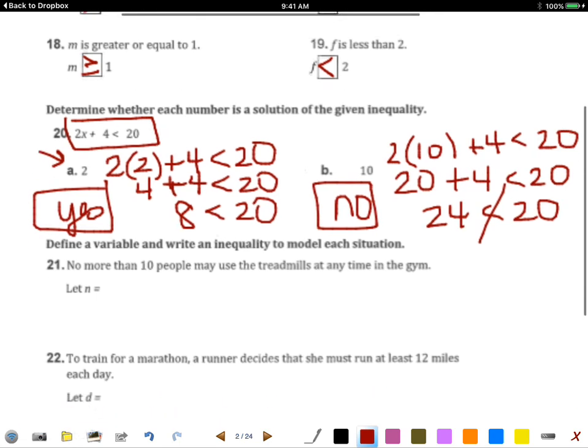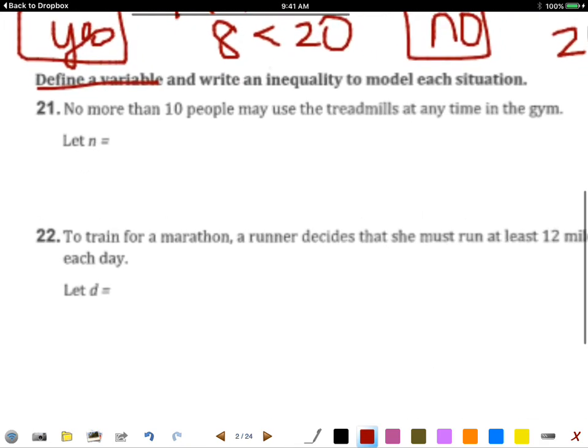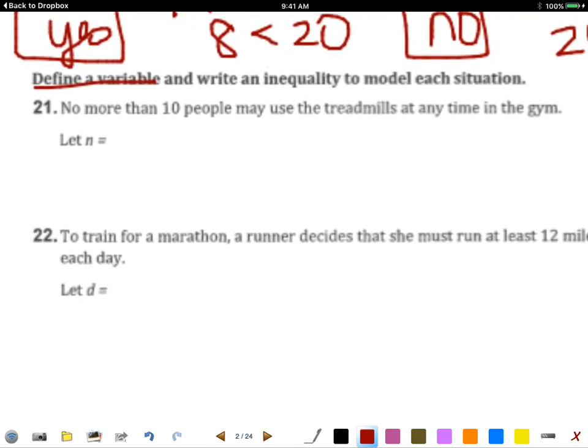Okay, our last two, we have to write an inequality here. Number 21, no more than 10 people may use the treadmills at any time in the gym. No more than 10 people. So we have to also define our variable. That means tell what the variable stands for. So what do you suppose the N would stand for? The number of people, right? On the treadmill.